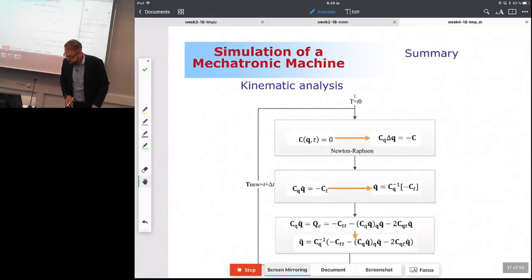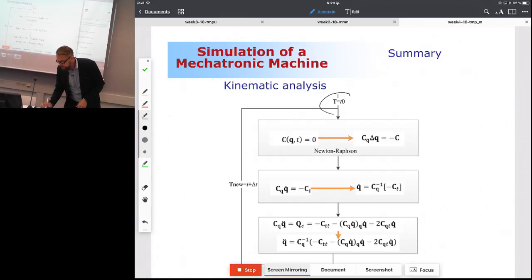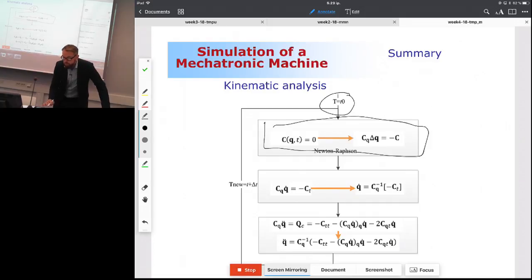Okay, so I'm ready to move on. This is the final kind of kinematic analysis summary. So this is where I get started. My time is equal to my starting time, which typically is 0. I will first conduct my position level analysis. I will do that with the help of Newton-Raphson. Once I'm done with that, I'm ready to move on to velocity analysis. I will compute the velocity based on this equation. And finally, I will compute the acceleration based on this equation.